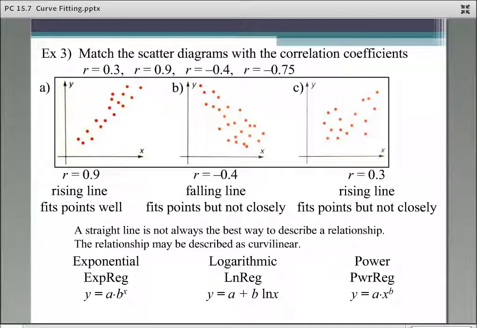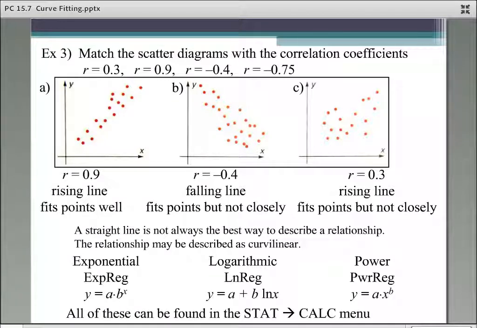I'll give you a chance to write those down. That's what's going in the little box. And all of these can be found under the stat menu on your calculator. So you'll go stat and then calc. And we found the linear regression one there. We're going to be able to find exponential regression, logarithmic, and power regression in the same spot.